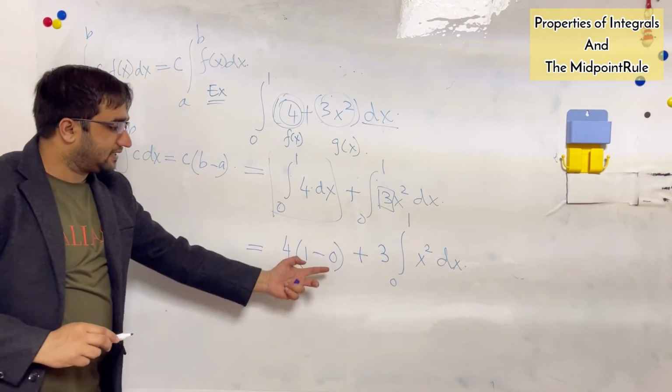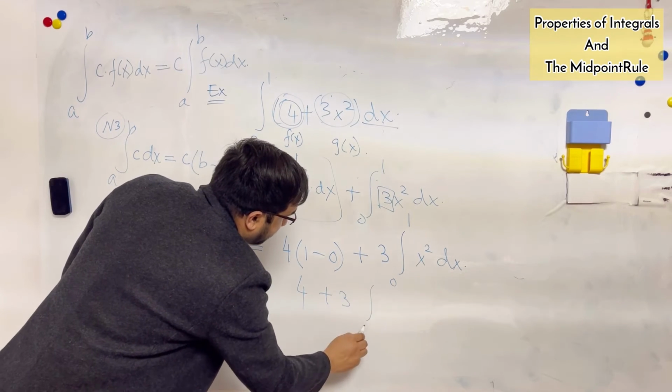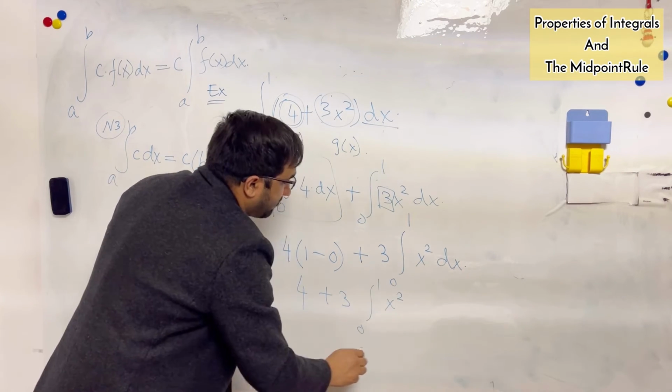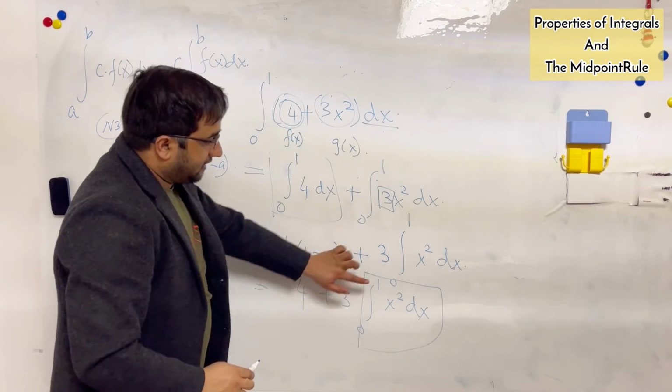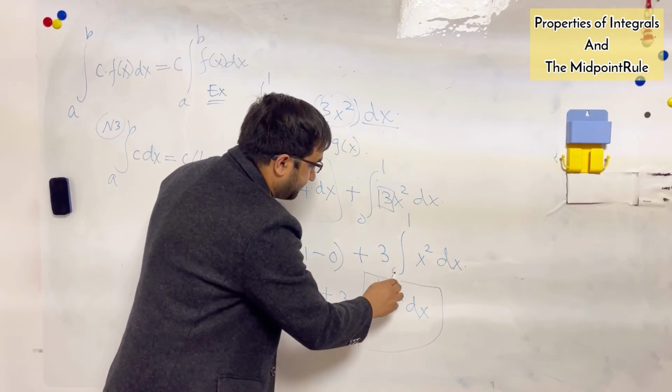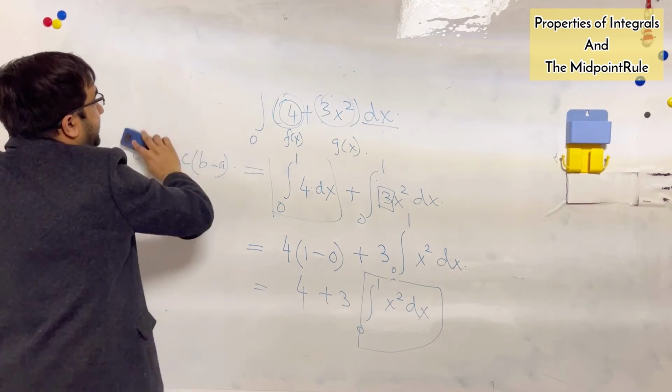Now up till here we are done. This is 4 plus 3 integral 0 to 1 x square dx. Now here we know how to solve this. Can you solve this integral? The remaining integral?